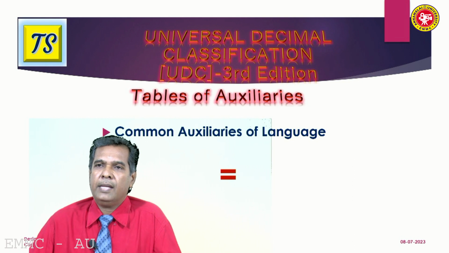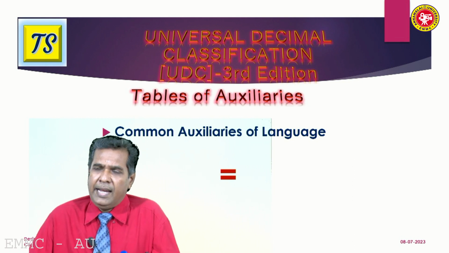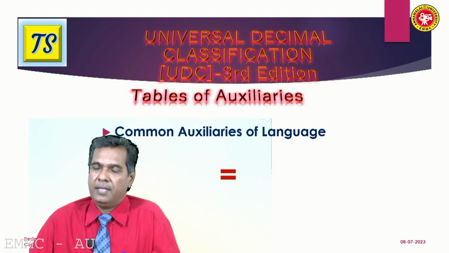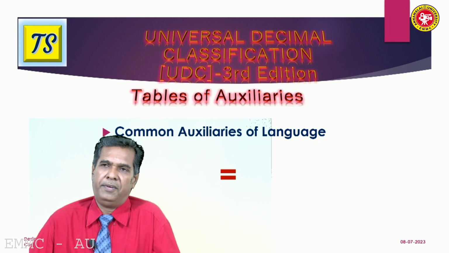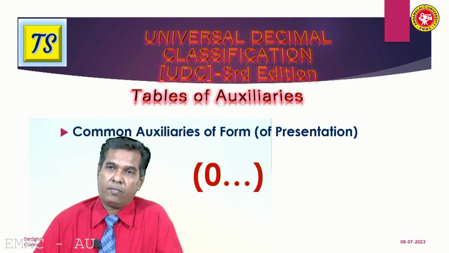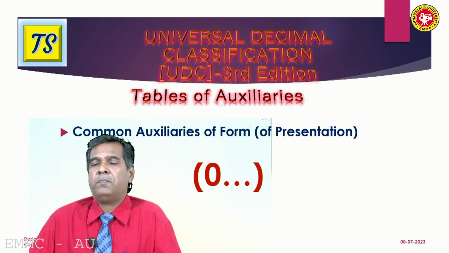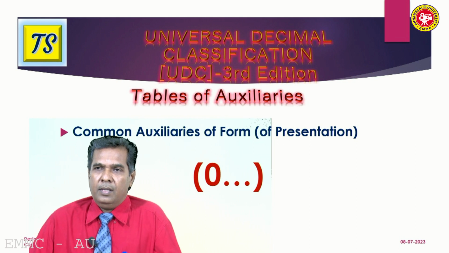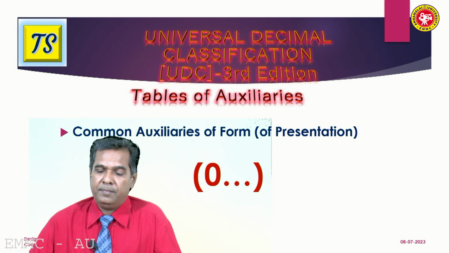The equal sign helps to connect the language facets. The language can be identified using this sign. The separate part is there. You can pick up all kinds of languages. UDC has a separate table. This represents the form of presentation, the form of documents. Everything is available within circular brackets. The 0 and other notations are provided.